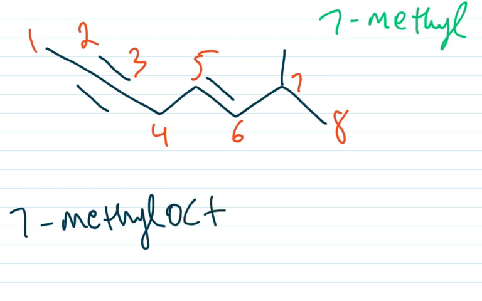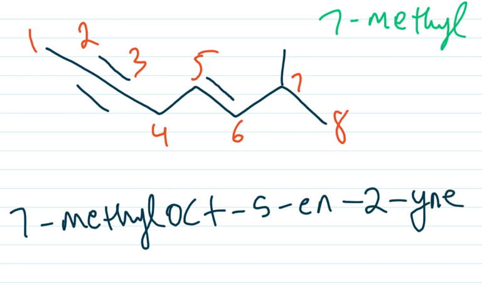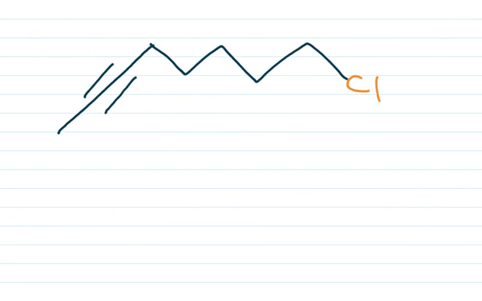And at what carbon number is the double bond on? That would be 5, so it would be -5-en, indicating the double bond is on the 5th carbon. Last but not least, at what carbon number is the triple bond on? That would be 2, and you finish off with the suffix -ine. Alright, so the full name, according to IUPAC rules, of this molecule above would be 7-methyl-oct-5-en-2-ine.